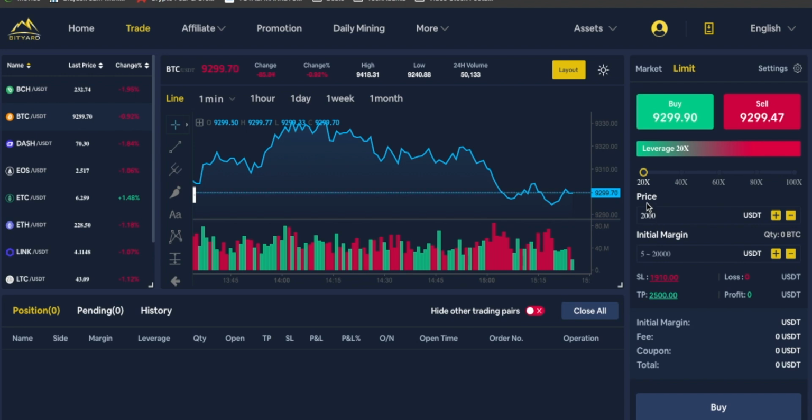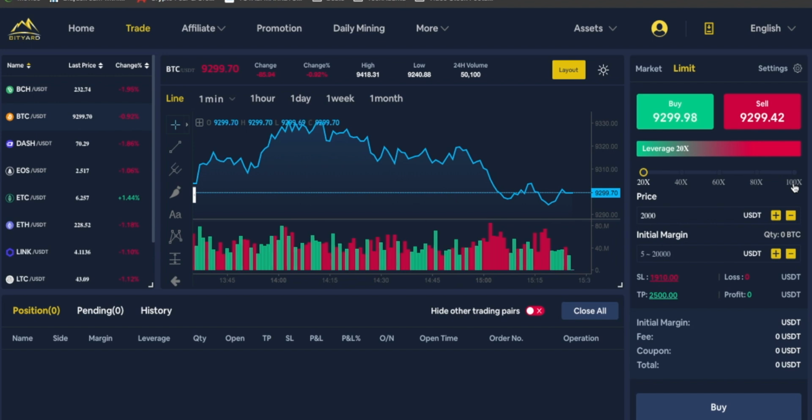Now take a look at this. Obviously the leverage starts from about 20x all the way to about 100x. I just have to give you a warning. Margin trading is extremely risky, especially when you are trading with leverage, because you are bearing a whole lot of risk and you are betting big. So you have to be extremely careful.